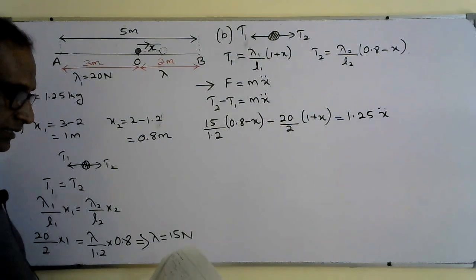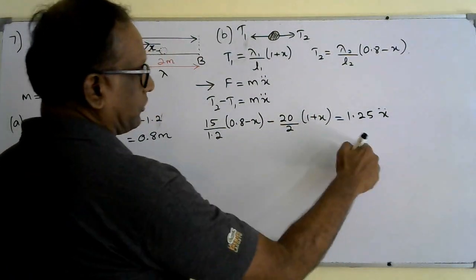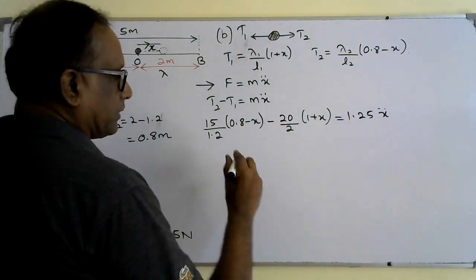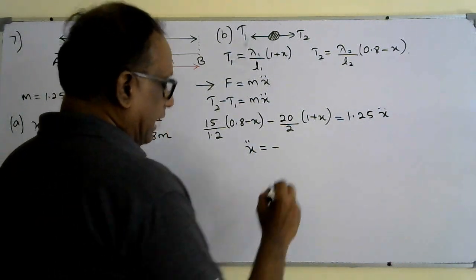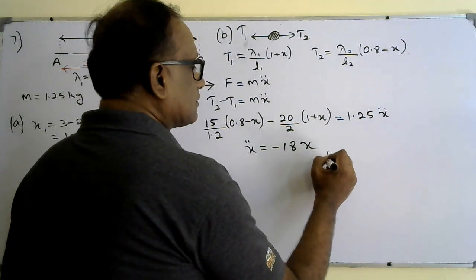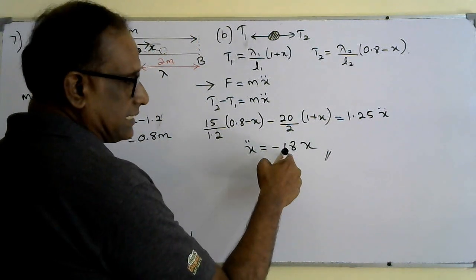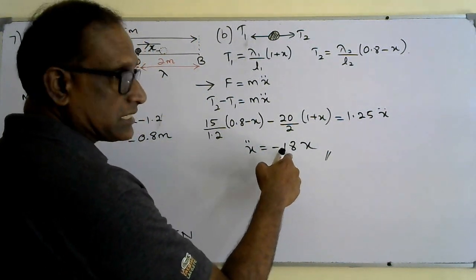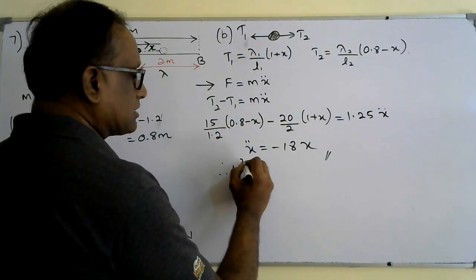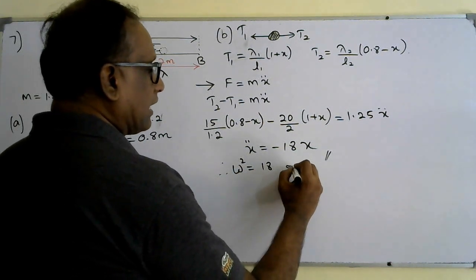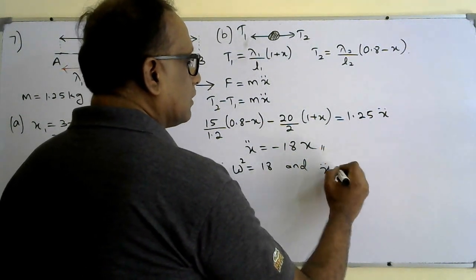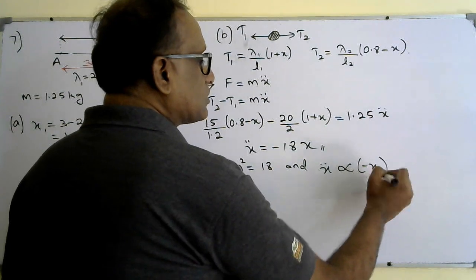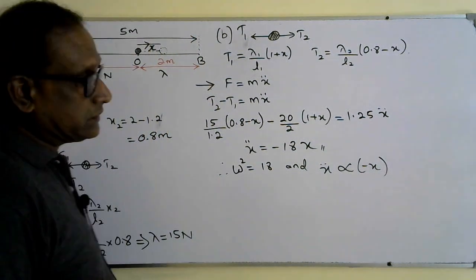You will end up with the equation that they asked to show. You can use the calculator or anything. You solve it normally, and you'll end up with x double dot equals minus 18x. So now we can show that this is a constant. 18 is a constant. Therefore, omega squared equals 18 and x double dot is proportional to minus x. So it performs simple harmonic motion.